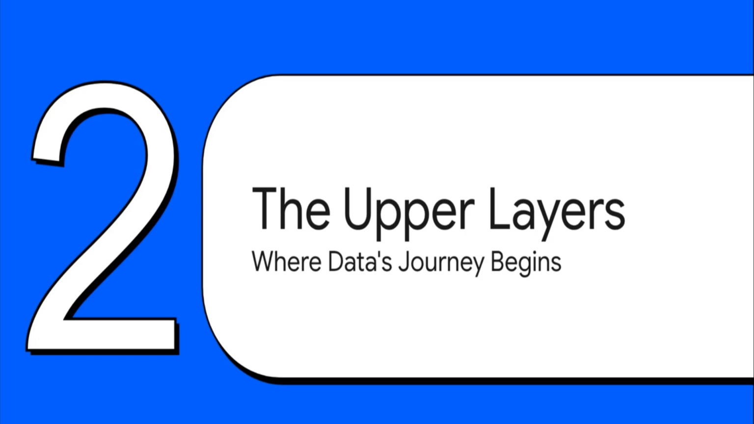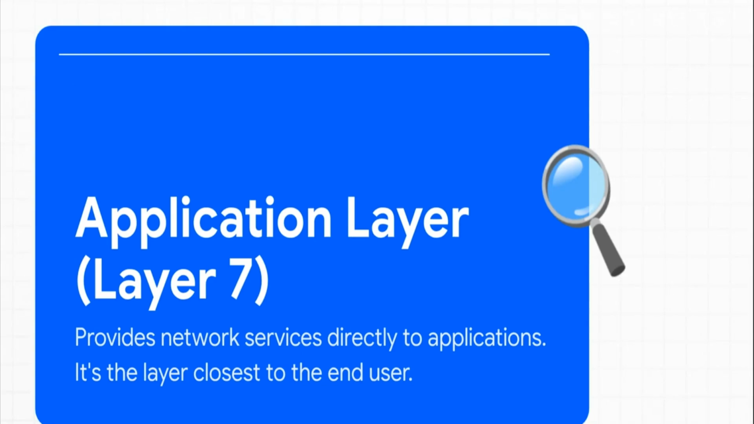Okay, let's talk about the upper layers. That's application, presentation, and session. These 3 are like the front office of our data's journey. They work super closely together to get the data from your software ready for the trip. The application layer talks to your program, the presentation layer is like a universal translator, and the session layer basically manages the conversation.